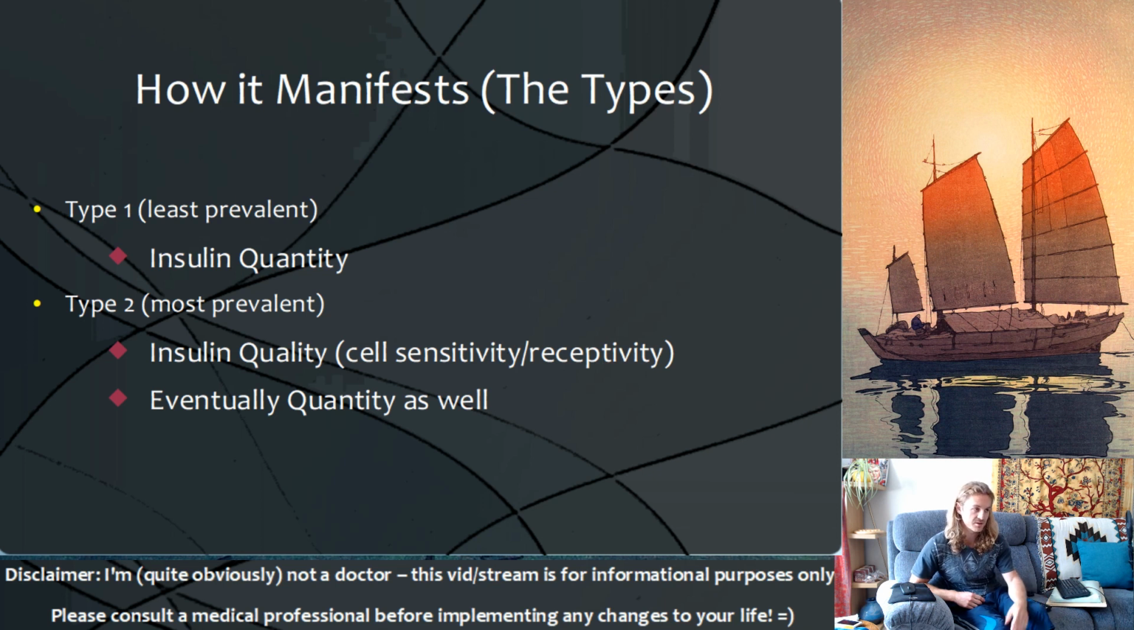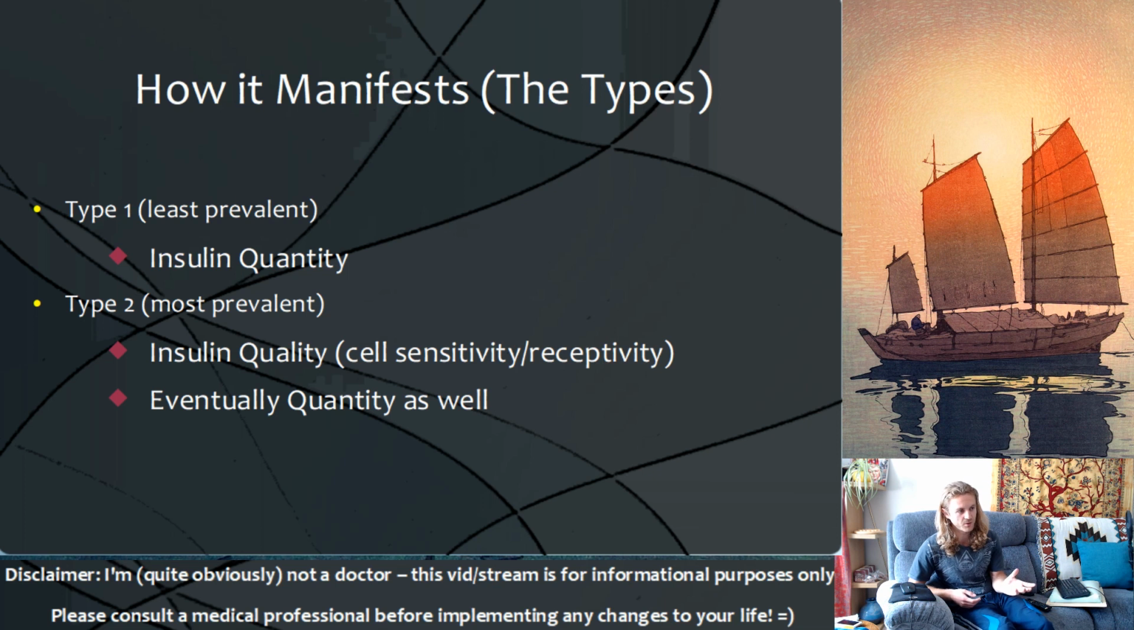Type 2, which is the most prevalent, accounts for roughly 90% of people with diabetes. If we hear about it on the news, it's usually type 2 they're referring to. It's down to the insulin quality, or the effectiveness of insulin. They tend not to have any problem with quantity to begin with, at least. The problem is that the insulin isn't very effective. The pancreas is producing that insulin, but it's not very effective in transporting the sugar from the blood into the cells and tissues. This can be thought of as cell sensitivity or receptivity, or insulin resistance.